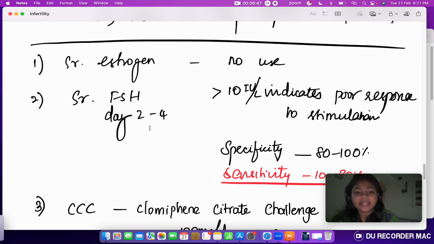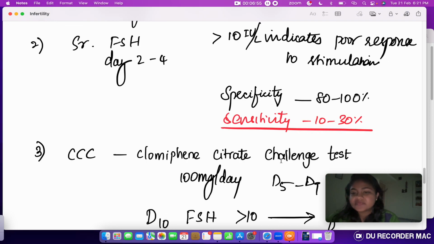Serum FSH on day 2 to 4 more than 10 indicates poor response to stimulation. It has a sensitivity of only 10 to 30%, whereas specificity is 80 to 100%. So if it is more than 10, there will be a poor response, and if it is less than 10, in the normal range, that does not indicate that the pool is adequate.